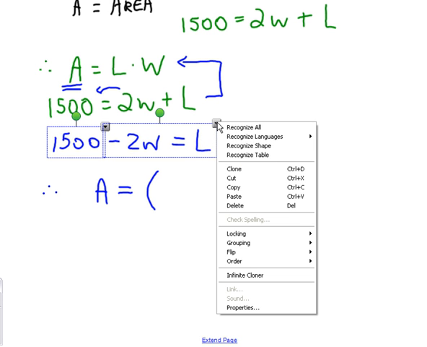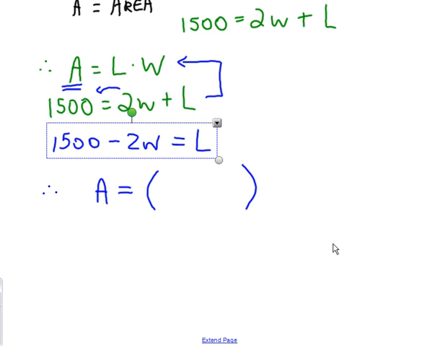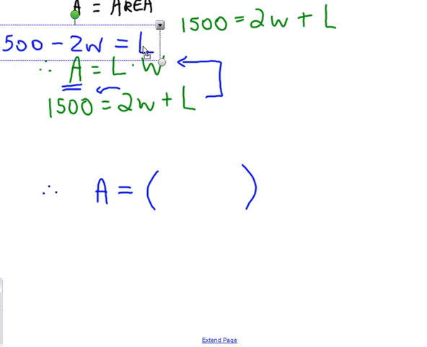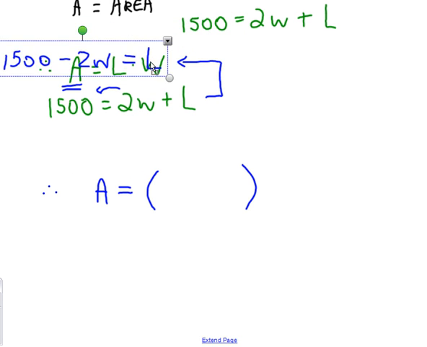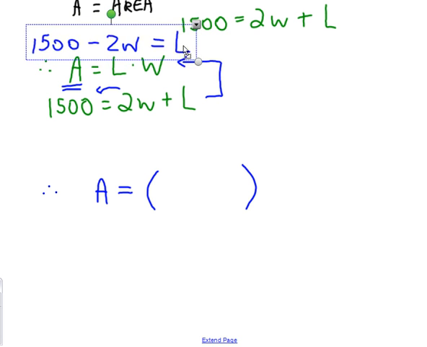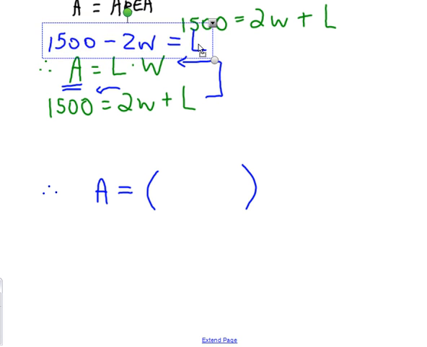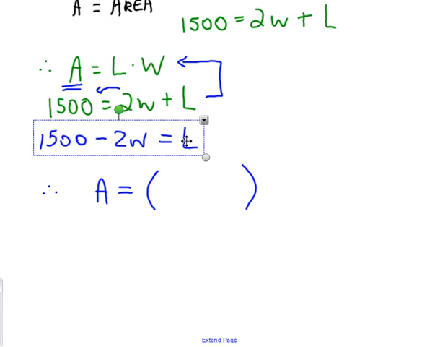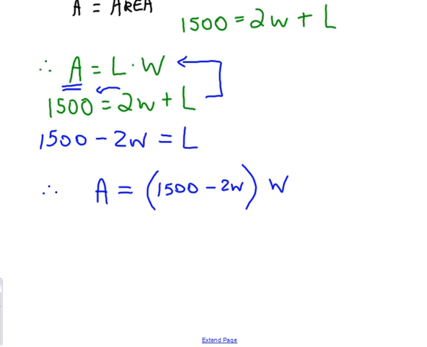Here's the length. This can now be substituted in for length in that first equation. 1500 minus 2w is the length substituted into the first equation. So that would give us length, 1500 minus 2 widths, times width, and width is just width. I hope you all see how I substituted that length in to get that new equation.